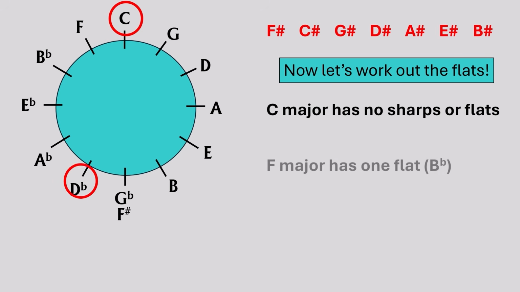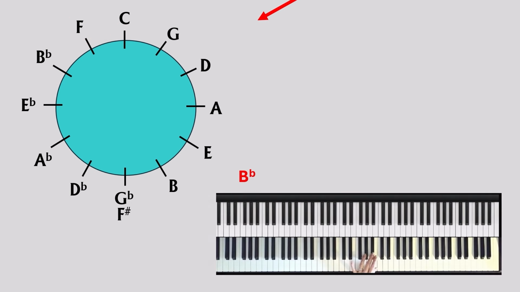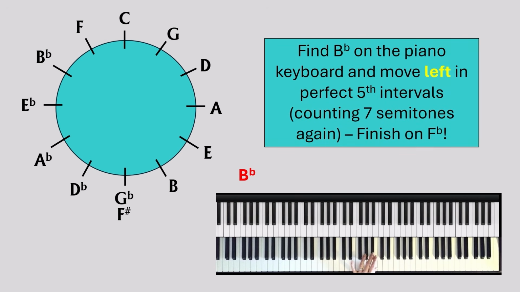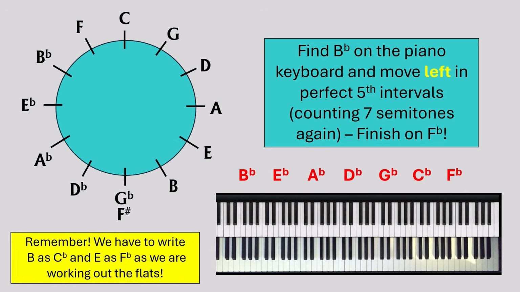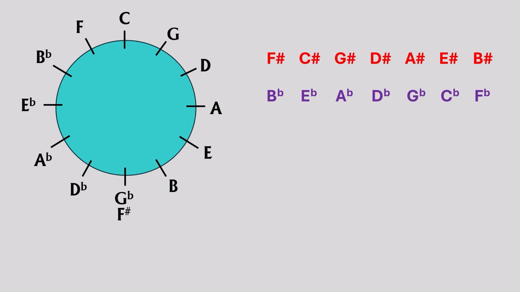Now let's work out the flats. C major has no sharps or flats. F major has one flat, which is B flat. Find B flat on the piano and move left in perfect fifth intervals, counting 7 semitones. Finish on F flat. Remember, we have to write B as C flat and E as F flat as we are working out the flats. And here we have our sharps and flats.